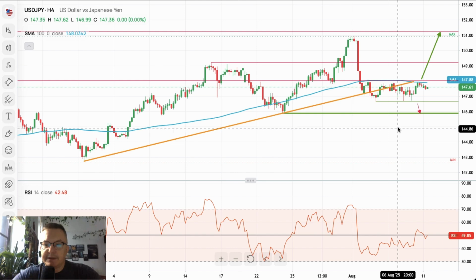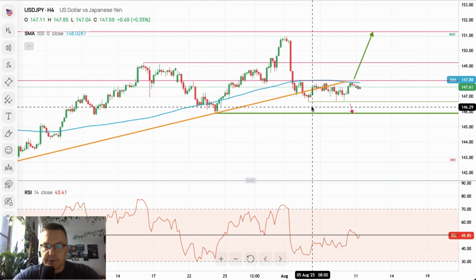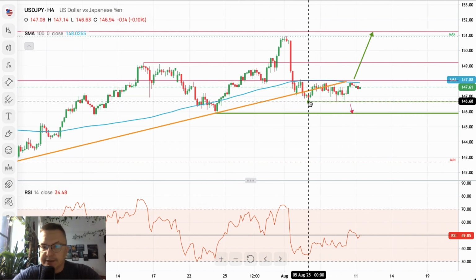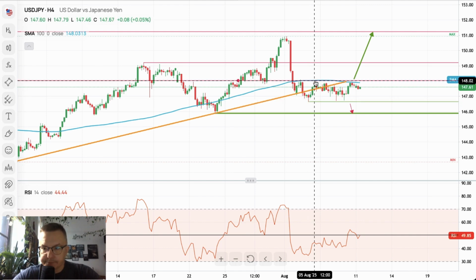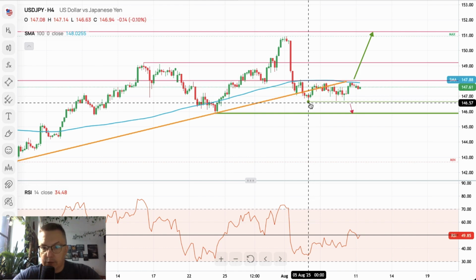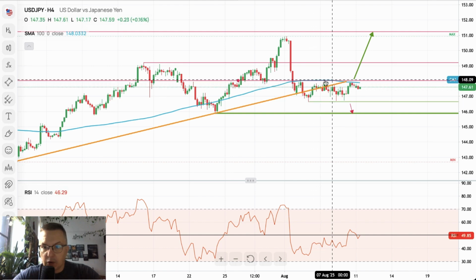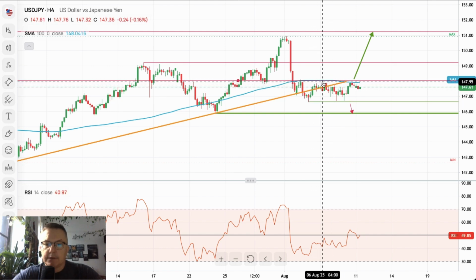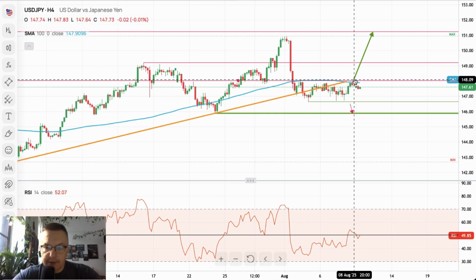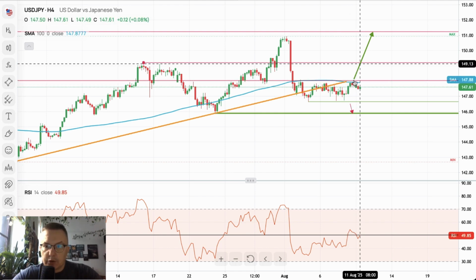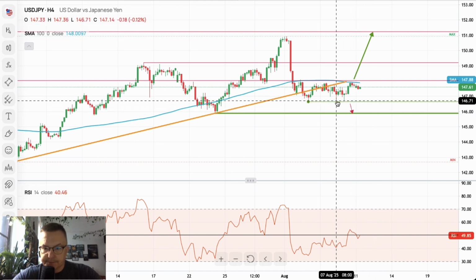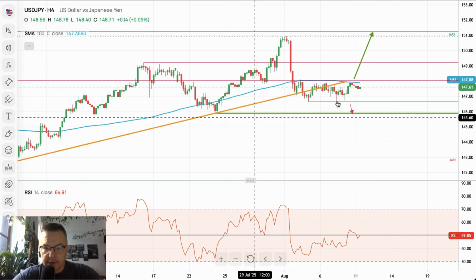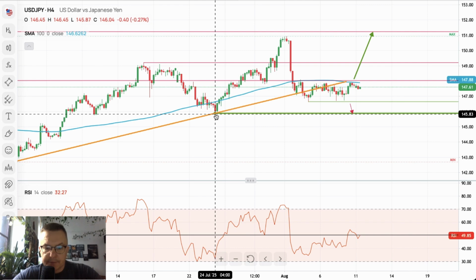US dollar versus the Japanese yen, still not resolved. We've been locked inside a tight range located between 148.02 and 146.64, and the market has been moving up and down all last week, right? So right now we still need a breakout above the technical resistance to continue higher, or we need a movement below the technical support to go towards the lows of July 24th at 145.83.